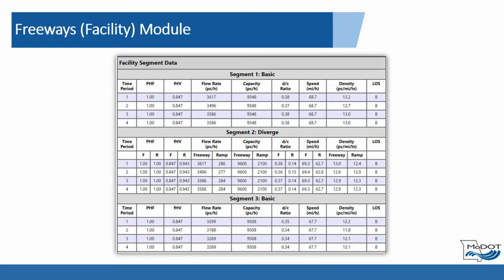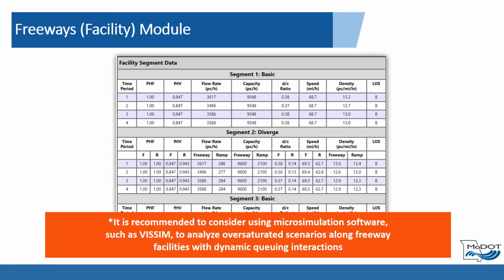Due to the static limitations of HCS, it is recommended to consider using microsimulation software such as Vissim to analyze oversaturated scenarios along freeway facilities with dynamic queuing interactions, but it is a good way to look at an undersaturated freeway corridor over multiple time intervals.